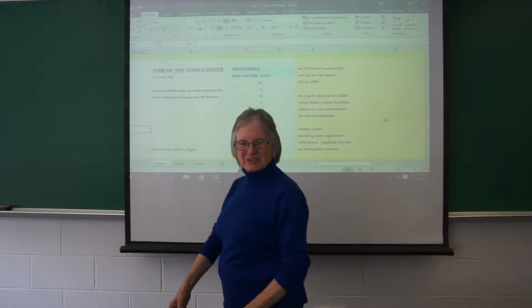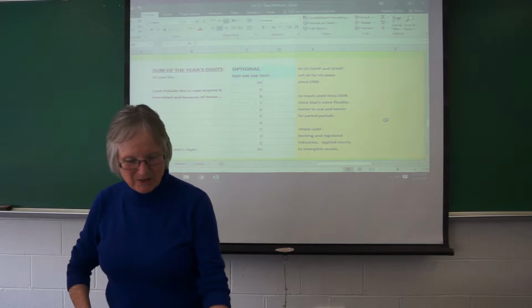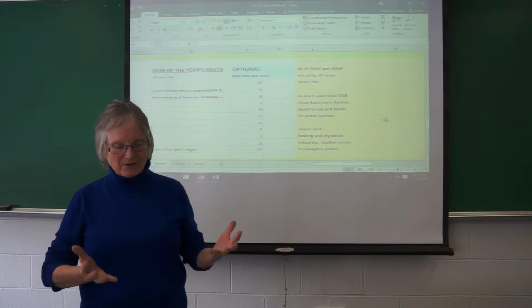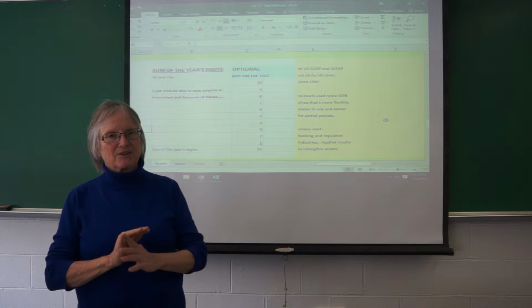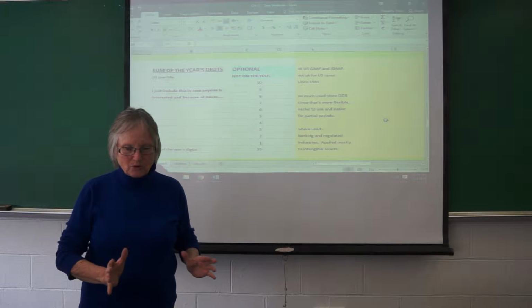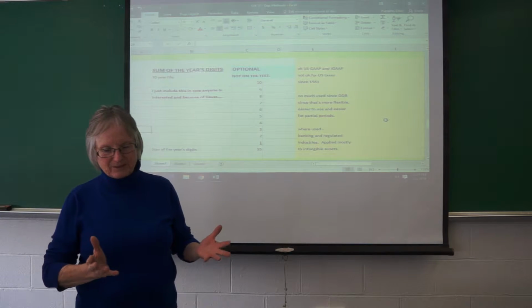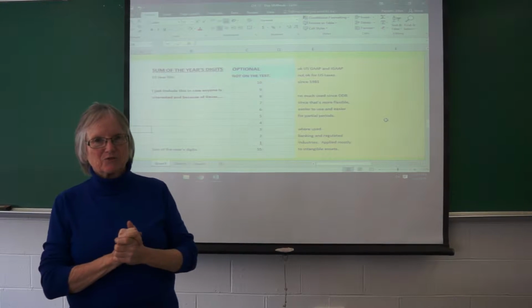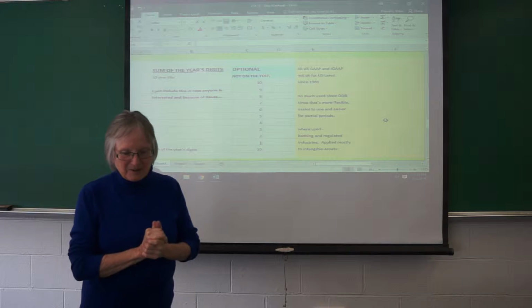Sum of the year's digits is another declining charge method. Totally optional. I just put it in here in case you run into it. You should at least know what it is. I'm not going to test on it. It's actually okay for US GAAP and IGAP, but it can't be used for taxes in the US.